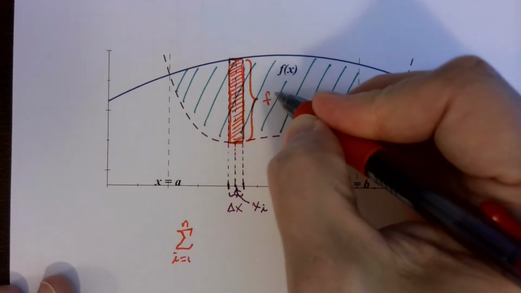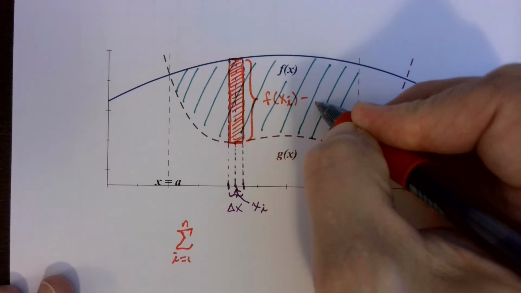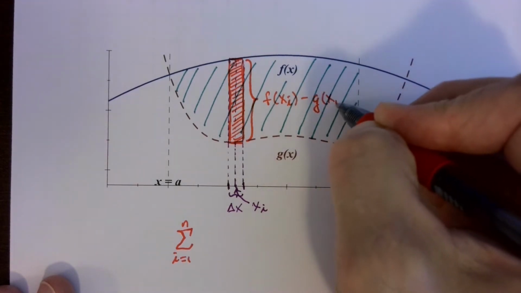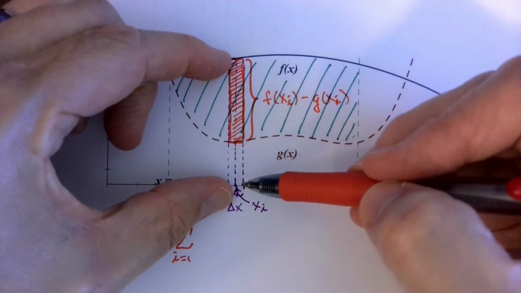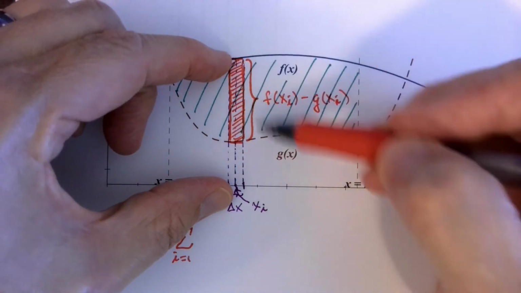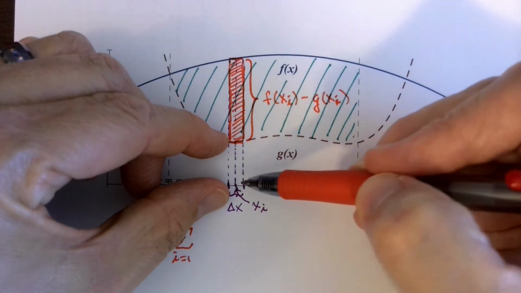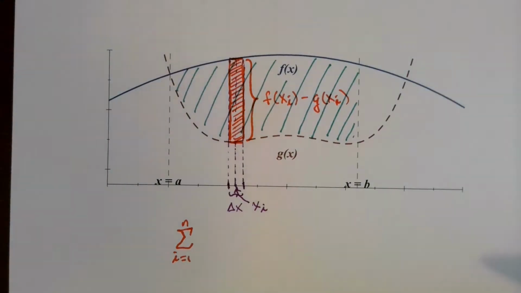It's the difference, f of x sub i minus g of x sub i. That's the height of our rectangle. f of x sub i would be the entire height from the x-axis up here. g of x sub i would be just this height, and so our rectangle is the difference there.